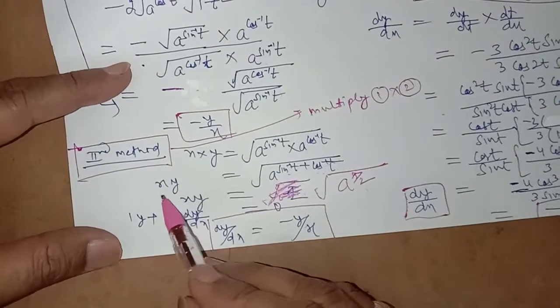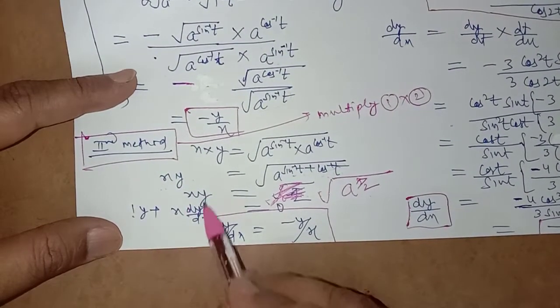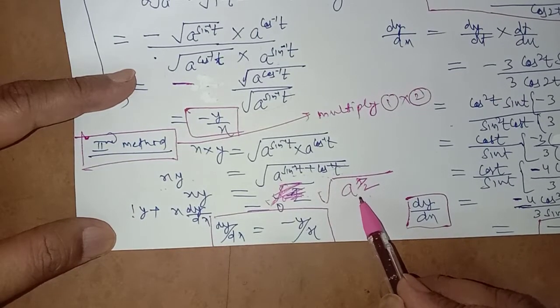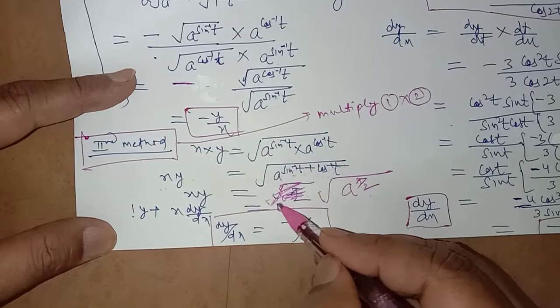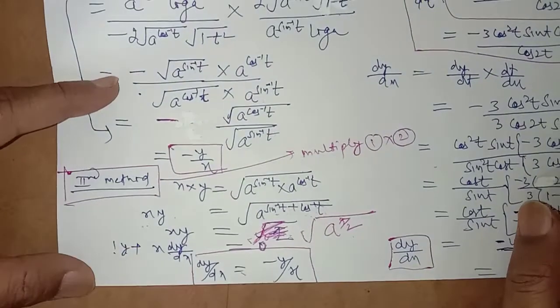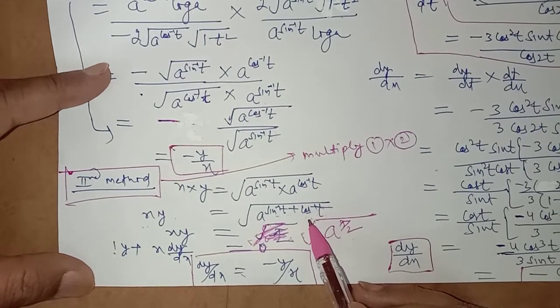Now differentiate easily using the product rule of x into y. So derivative of x is 1 and derivative of y is d by dx, and this is 0. It is a constant. The derivative of this will be 0. So dy by dx is equal to minus y upon x. So this is a somewhat simple method. By multiplying, you are getting a formula of sine inverse t and cos inverse t.